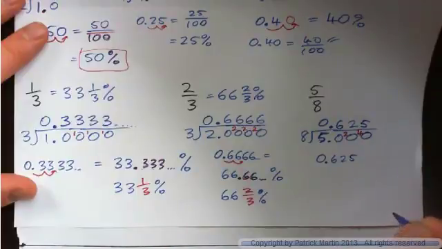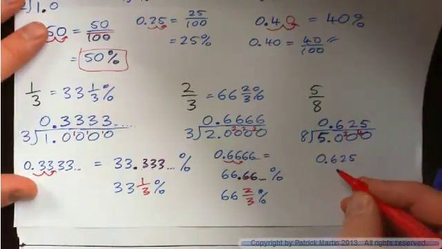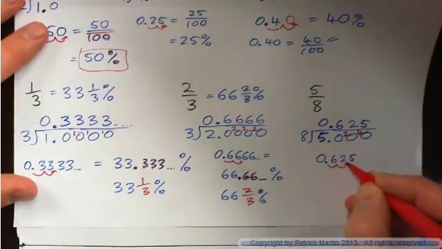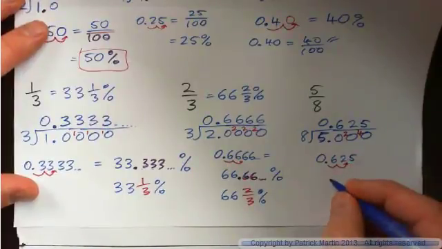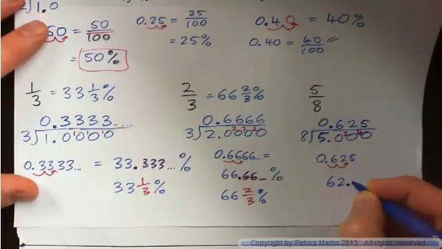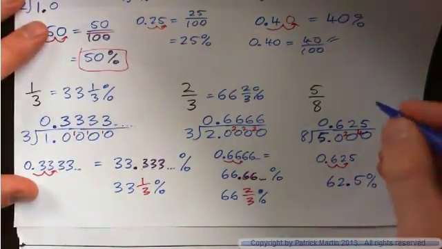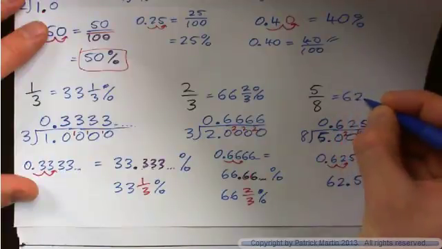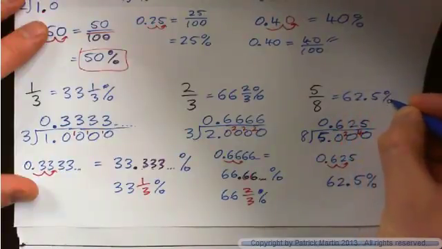So I have 0.625. So that's the decimal, but I need to turn this into a percentage. So I'm going to move the decimal point 2 spaces to the right. So that is 62.5%.